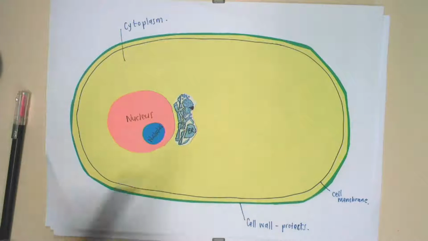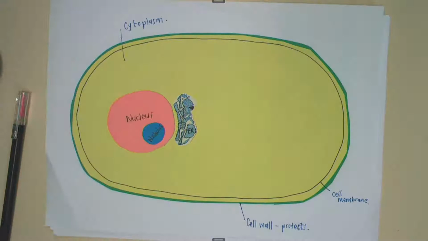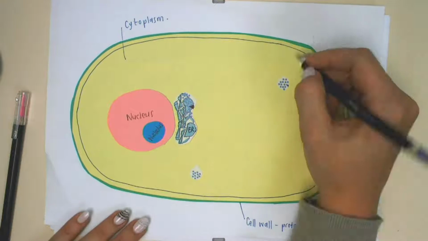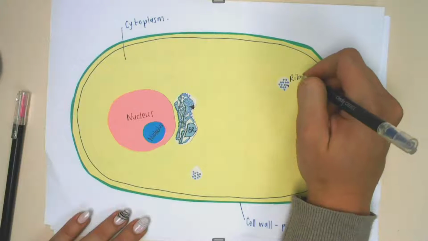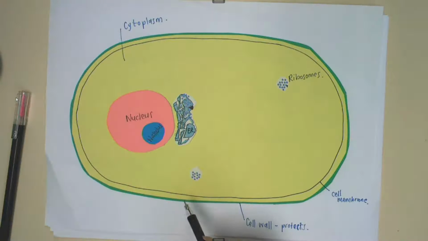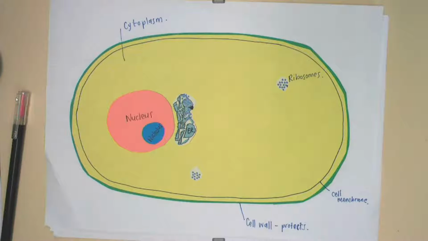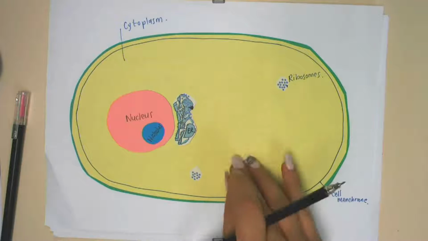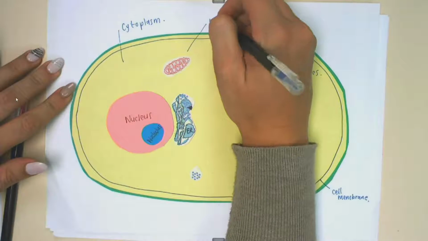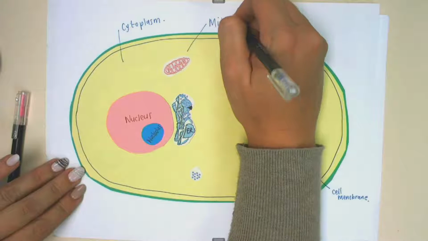Then your ribosomes. Your ribosomes, as we said, are found on the ER as shown there, and they are also found anywhere inside of your cell. So you can say that's also called ribosomes. Then you also find your mitochondria. Let's put it there. Mitochondrion.